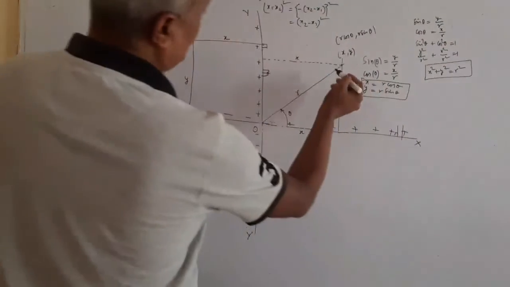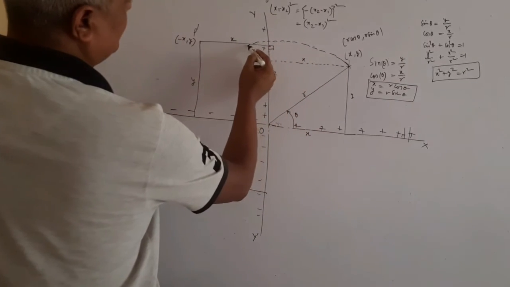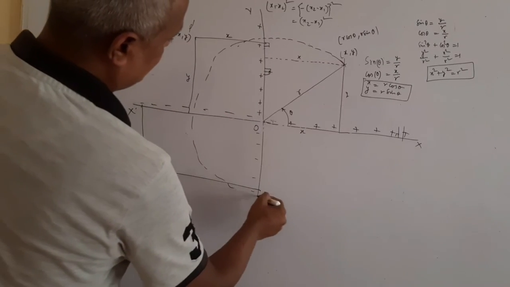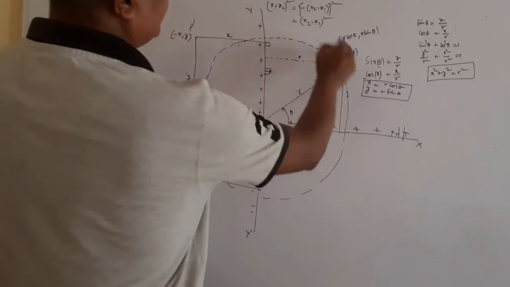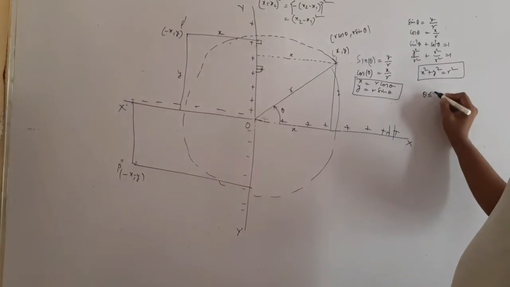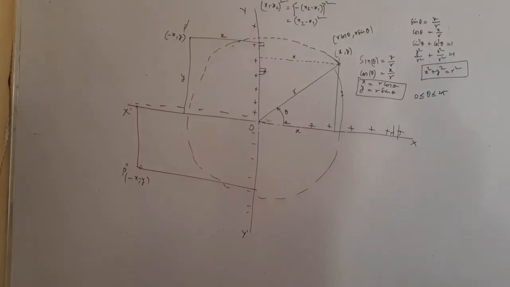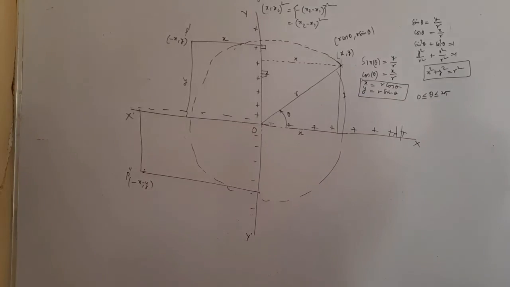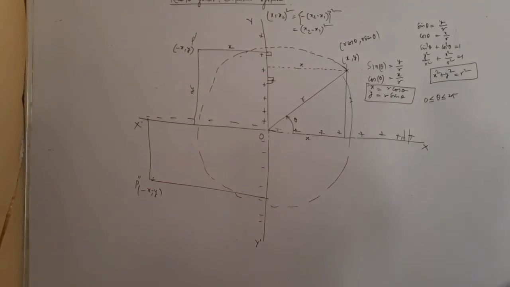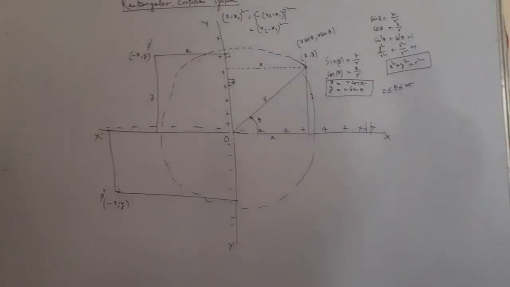Means if you keep on rotating this point like this, then you will have a circle, and in this case the angle will be changing. The theta will be anything more than 0, less than 2 pi, that's 180 times 2, that's 360 degrees, and this is the r. So this is the idea of the polar coordinate system.